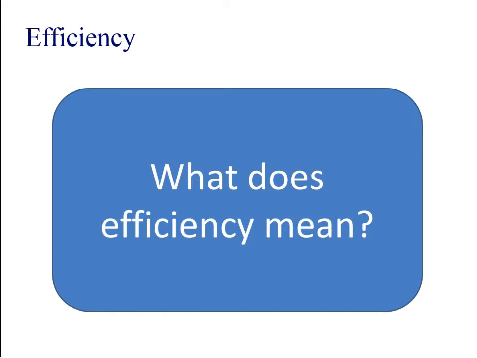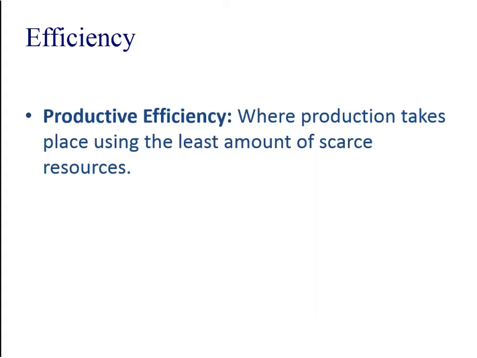Because people use this word in general conversation. And in economics, there are lots of different types of efficiency, but we talk about two in particular in the AS course. So you may remember, I hope you remember, from the PPC lesson, productive efficiency, where production takes place using the least amount of scarce resources. So you're producing the maximum output with the resources that you have, or you're using the least amount of scarce resources.